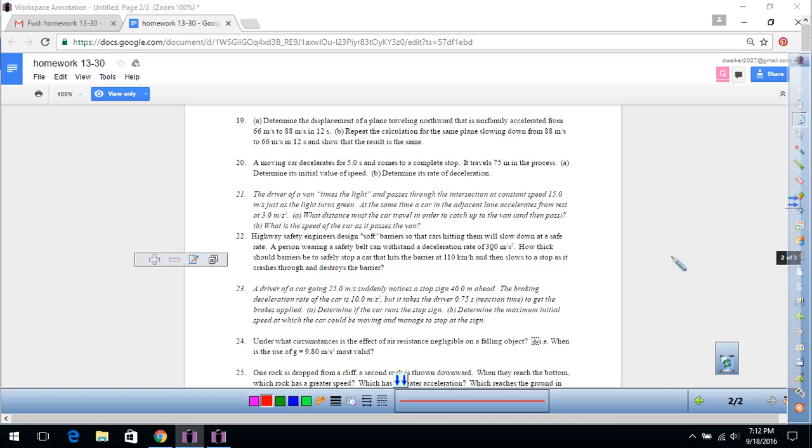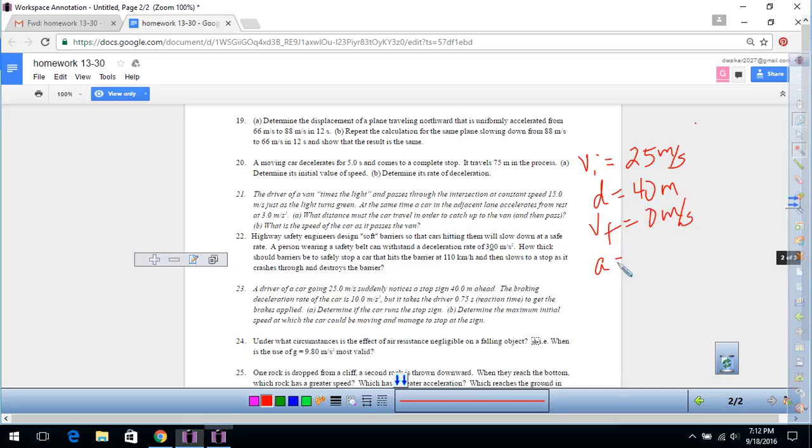So what I said was, okay, well, here we go. I said, well, I know the initial speed is 25 meters per second. I know the car has 40 meters to stop. The final speed is going to be 0. And the acceleration is -10. So that's what my givens are.